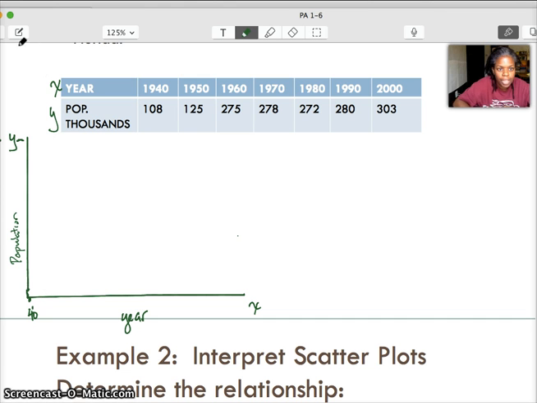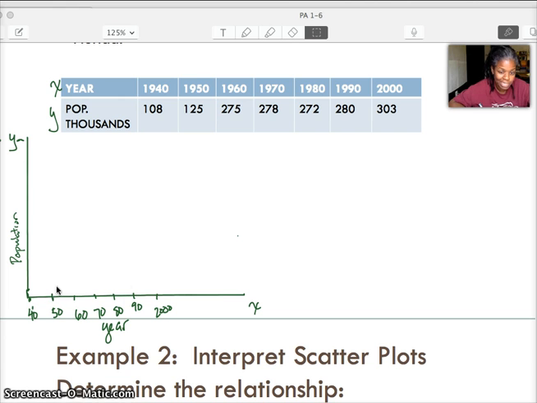I'm going to go through and finish labeling that axis. That wasn't too bad. I basically just put down the numbers as they were. They're 10 years apart, so everything fit nicely.